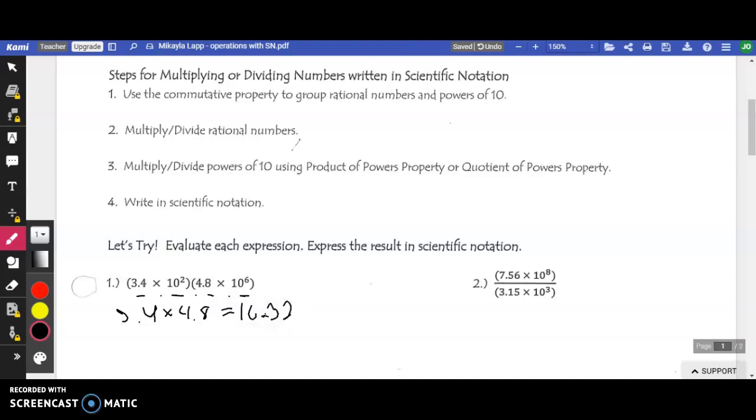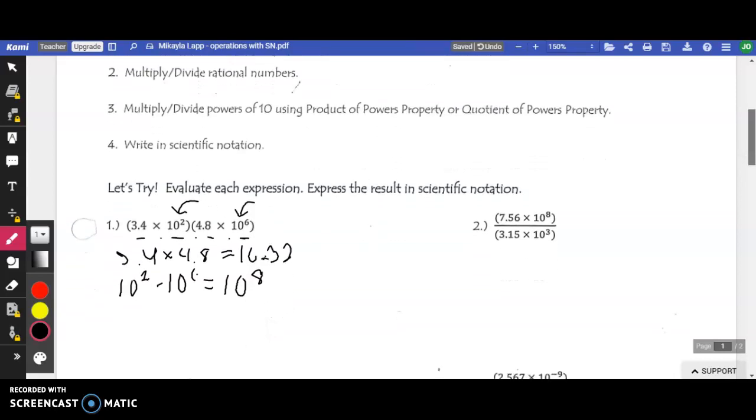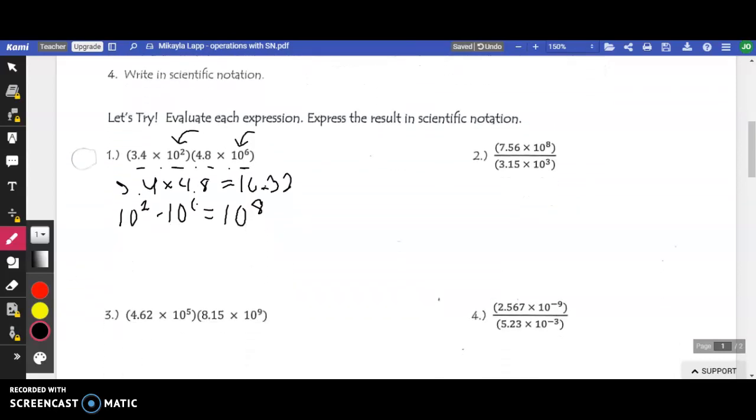Okay, then we're going to multiply our 10 powers. So we're going to do 10 squared times 10 to the sixth. Now that's why we went over, they have the same base. So if we're multiplying 10 squared times 10 to the sixth, we're going to add those exponents together, and it's going to get 10 to the eighth. Okay? Now what's great about this is that's actually our answer here. So our answer is 16.32 times 10 to the eighth.